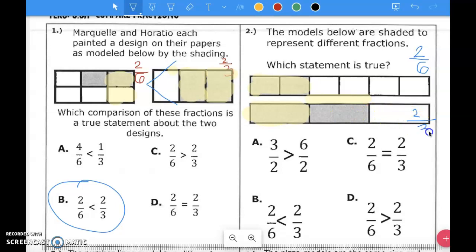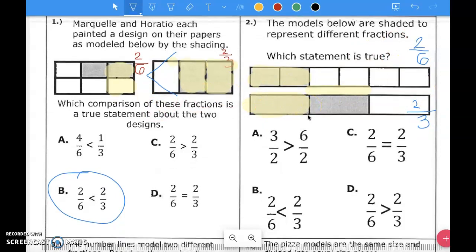Okay, so this is less. Oh, it's exactly the same. 2/6 and 2/3 is exactly the same as the other one. So, which statement is true? This one is less than this one. Okay, let's see what we have.